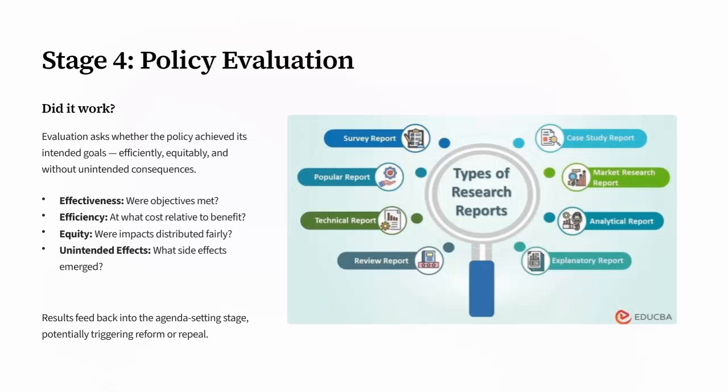At stage 4, I evaluate whether the policy actually worked, not just whether it was implemented. The central question is whether the intended goals were achieved efficiently, equitably, and without harmful side effects. I look at four areas: whether objectives were met, whether the benefits justified the costs, whether impacts were distributed fairly, and what unintended effects emerged. These findings are not the end of the process. They feed back into agenda setting, where they can prompt adjustments, broader reform, or even repeal of the policy.